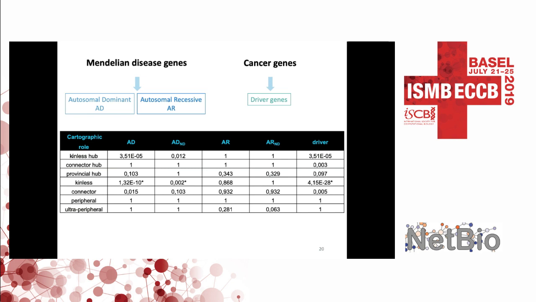the enrichment is observed for kinless and a little bit for connector roles, so again, high participation roles. Again, the signal is also explained to a certain extent by the driver genes within this set. And in the case of autosomal recessive, we don't find any particular enrichment for any role in the network.